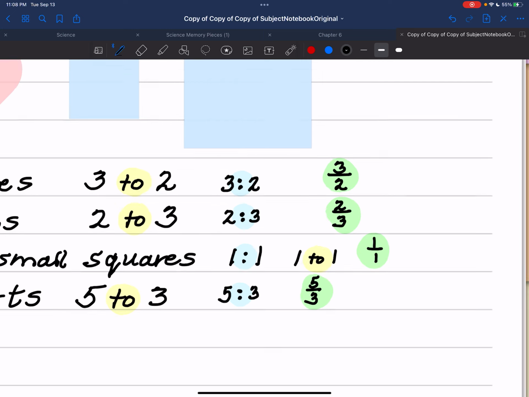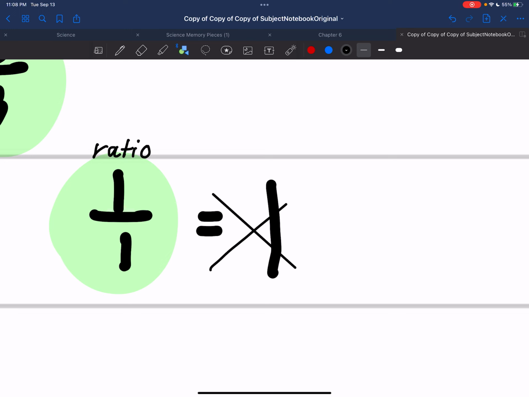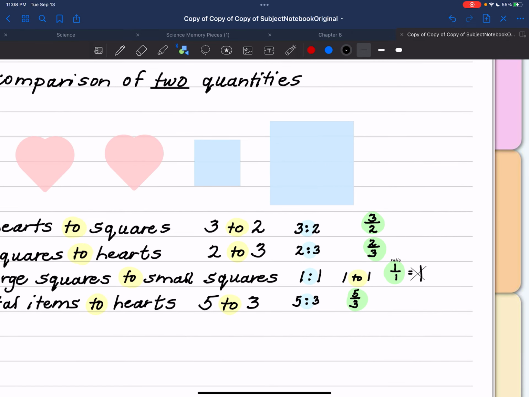Now, I've seen students ask this question before, and it's a good question. Can we just reduce that to 1? Mathematically, yes, because 1 divided by 1 is 1. But in ratio form, remember what a ratio is. It's a comparison of 2 things. So in ratio form, you need a top and bottom. You need a numerator and a denominator. We will use that form sometimes with calculations, but for ratios, you want to always represent the top and the bottom.